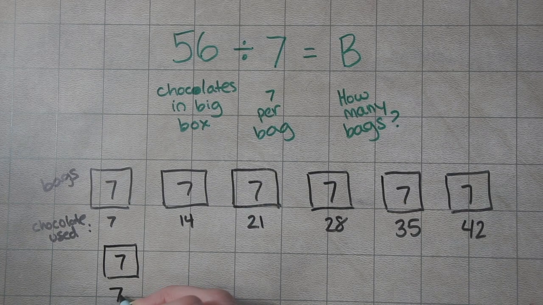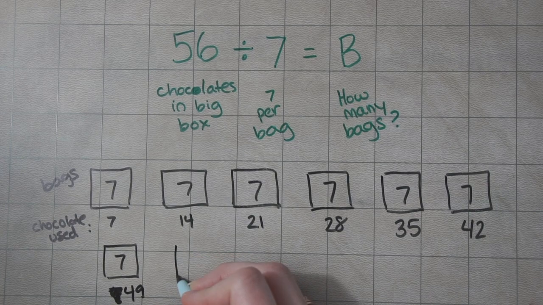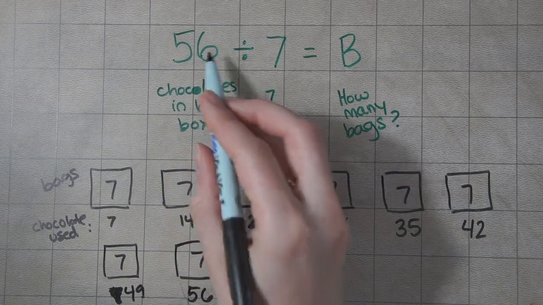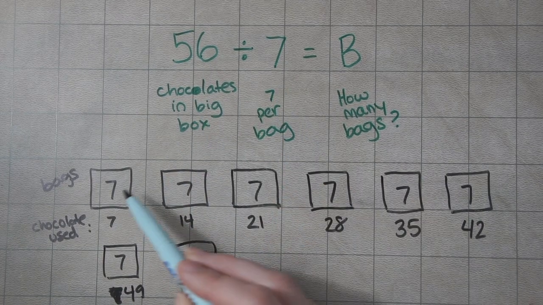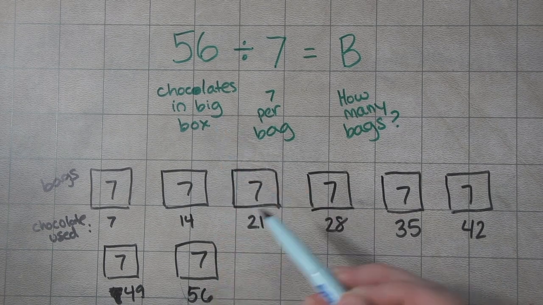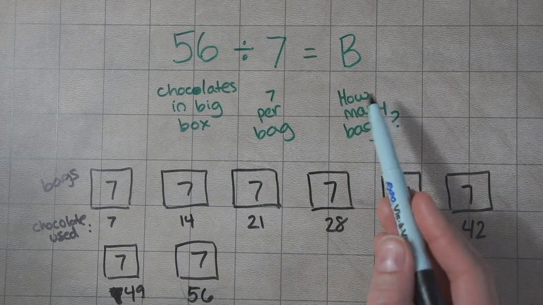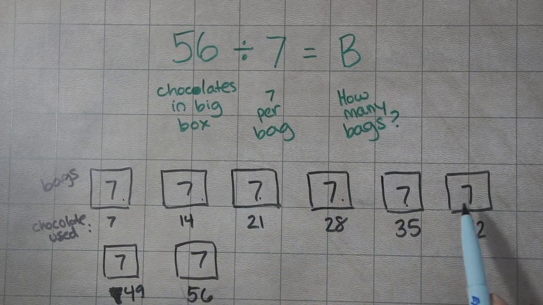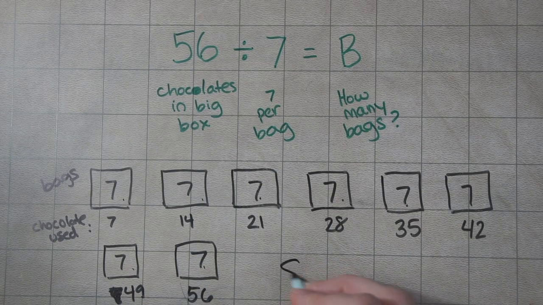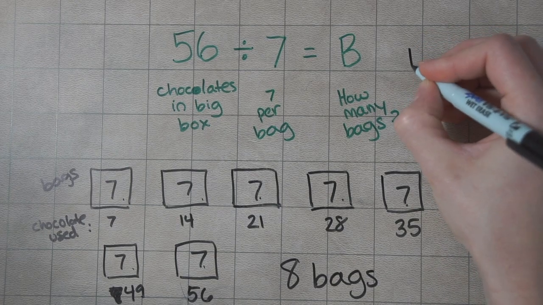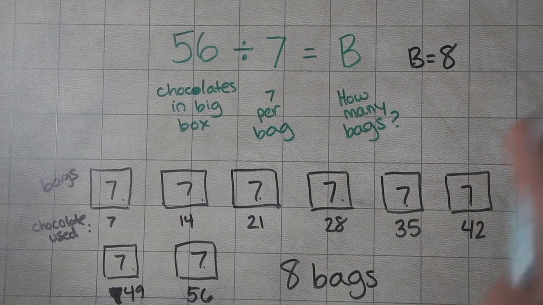42 and 7 more, that's 49. And there it is, 56. So now, making 7 chocolates in each bag, I've used up all 56 chocolates from the big box. So, b, how many bags? That's 1, 2, 3, 4, 5, 6, 7, 8. 8 bags. Or we could write b equals 8.